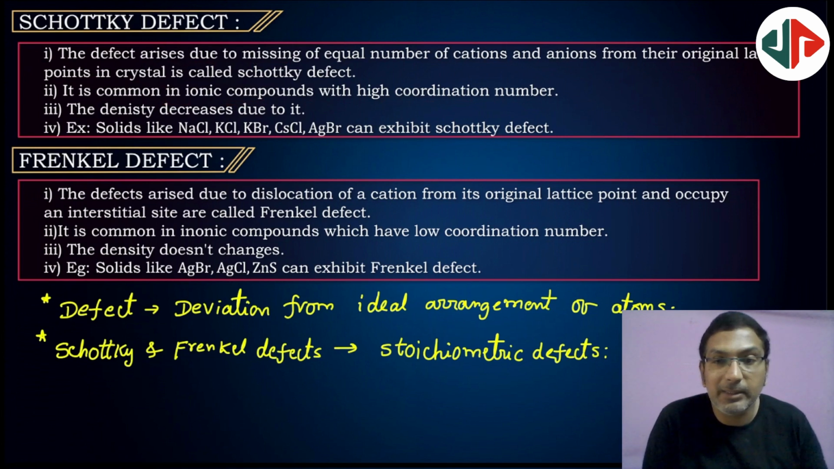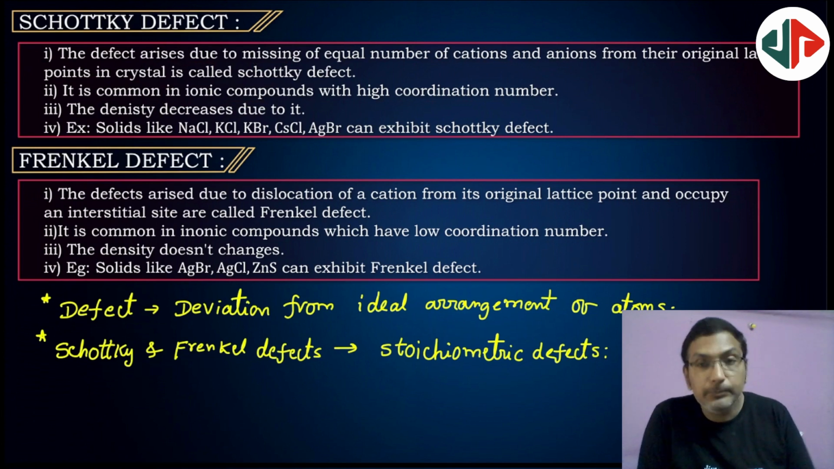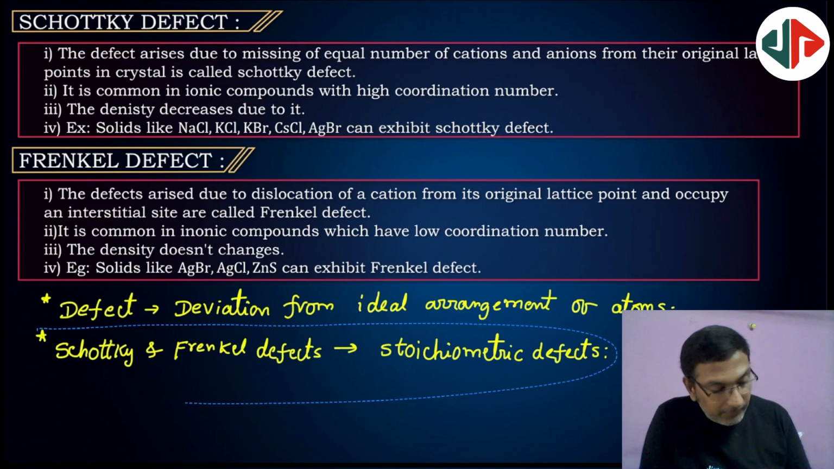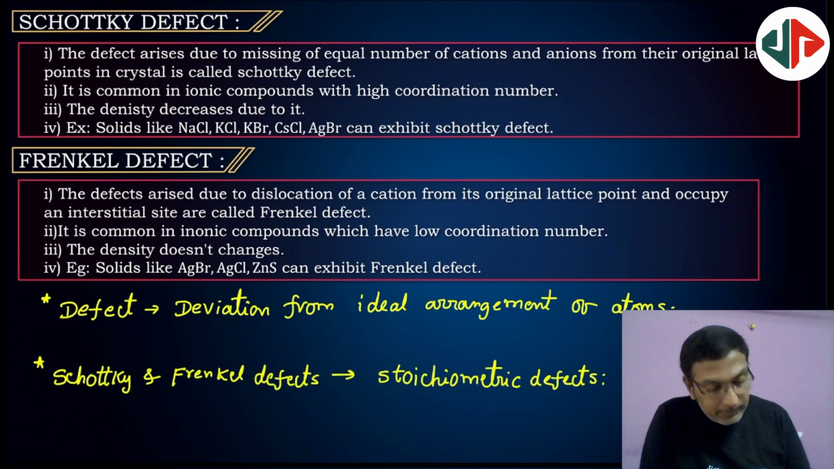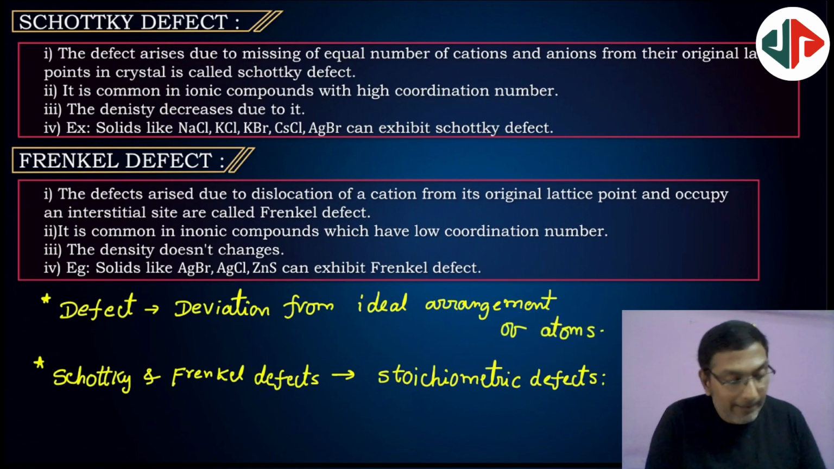Here, what is coordination number? The number of nearest atoms or nearest ions that are surrounding a particular ion. So, the number of oppositely charged ions that are surrounding a particular ion in an ionic crystal. Very, very important. Next, in Schottky defect, due to missing, the density decreases. Density of the unit cell or crystal decreases. So these are the examples.